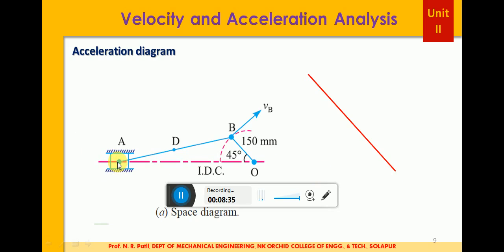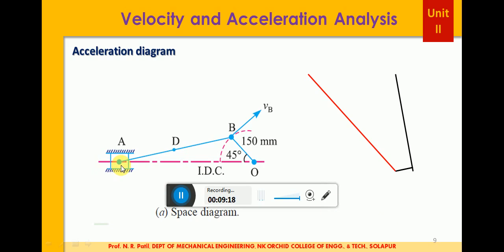Now the acceleration of A with respect to B will have two components. One is along this line, the centripetal component of acceleration, and perpendicular to AB, the tangential component of acceleration. Out of these two, I know only the centripetal component. So the line I have to draw parallel to AB from B. So let us draw. This line indicates FC of AB. The tangential component, I don't know the magnitude, but I know the direction, so let us draw the perpendicular line.